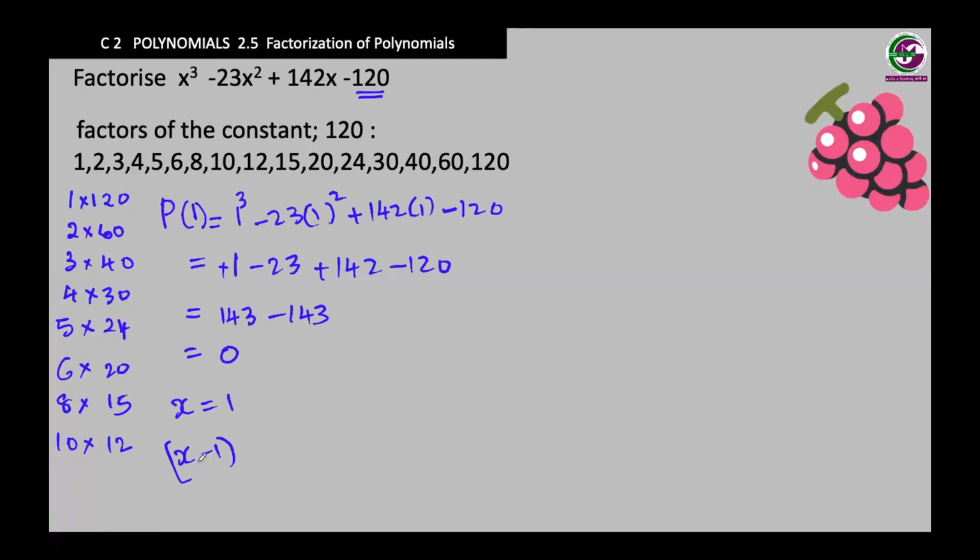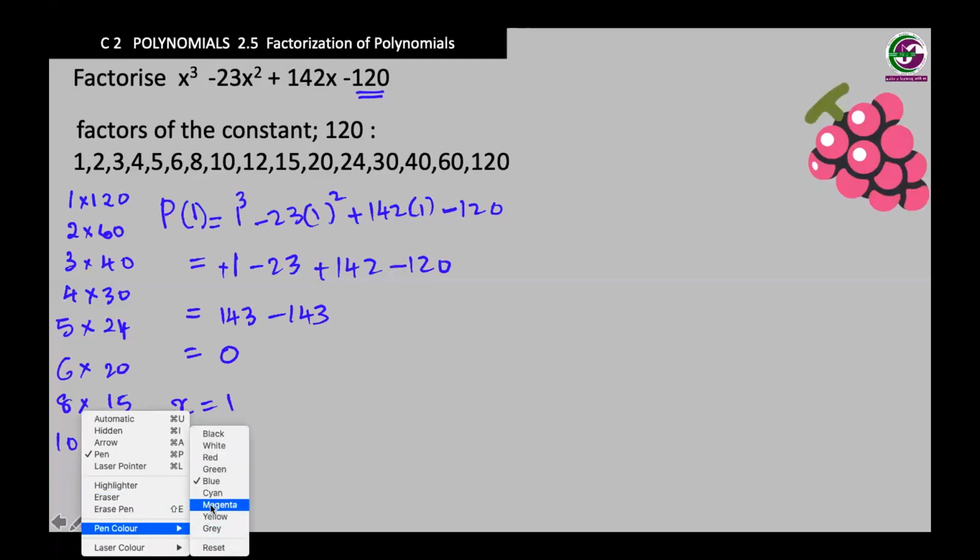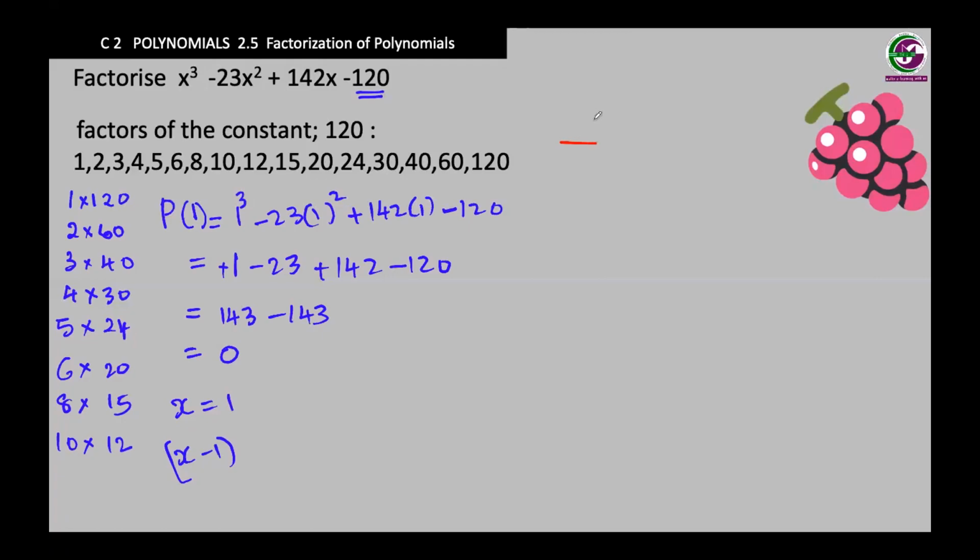Okay, now we have to do the long division so that this polynomial gets reduced by 1 power, which means the answer will start with power 2. Let's see how it works using long division. So the polynomial is x cubed minus 23x squared plus 142x minus 120 divided by x minus 1. Hope you understand how to get x minus 1. We got x equal to 1, so you move it to the other side, so plus changes to minus. That's how you get x minus 1.